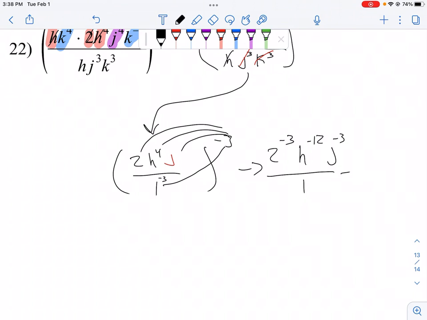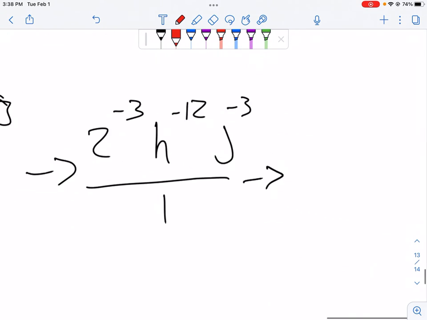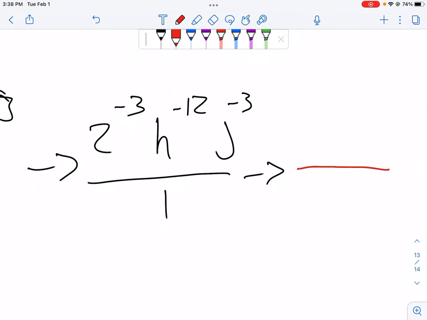And then if all these are in the wrong place, then to put them in the right place, I've got to move to the positive third, or 8, either way. I have h to the positive 12th and j to the positive 3rd, and that's underneath 1 now. This would be your answer.